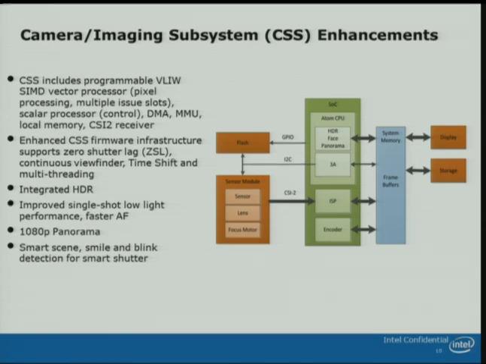Camera subsystem improvements. There's an image signal processor. The image signal processor gets the image stream from the sensor module through the CSI2 interface. And some of the improvements here include zero shutter lag, continuous viewfinder, time shift, and multi-threading ability inside the image signal processor enables some of these features. High dynamic range HDR features were done primarily on the Atom CPU, and now they're offloaded onto the image signal processor.